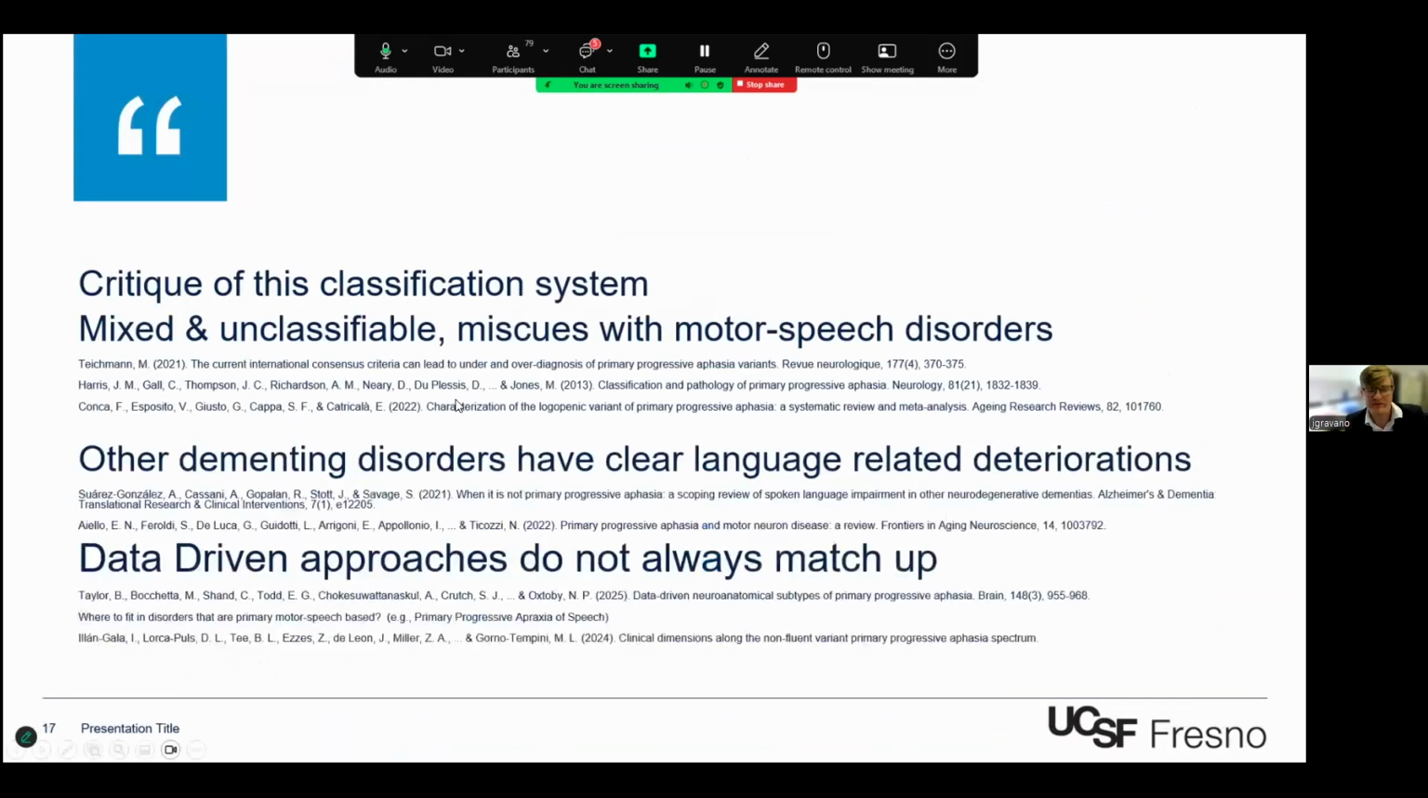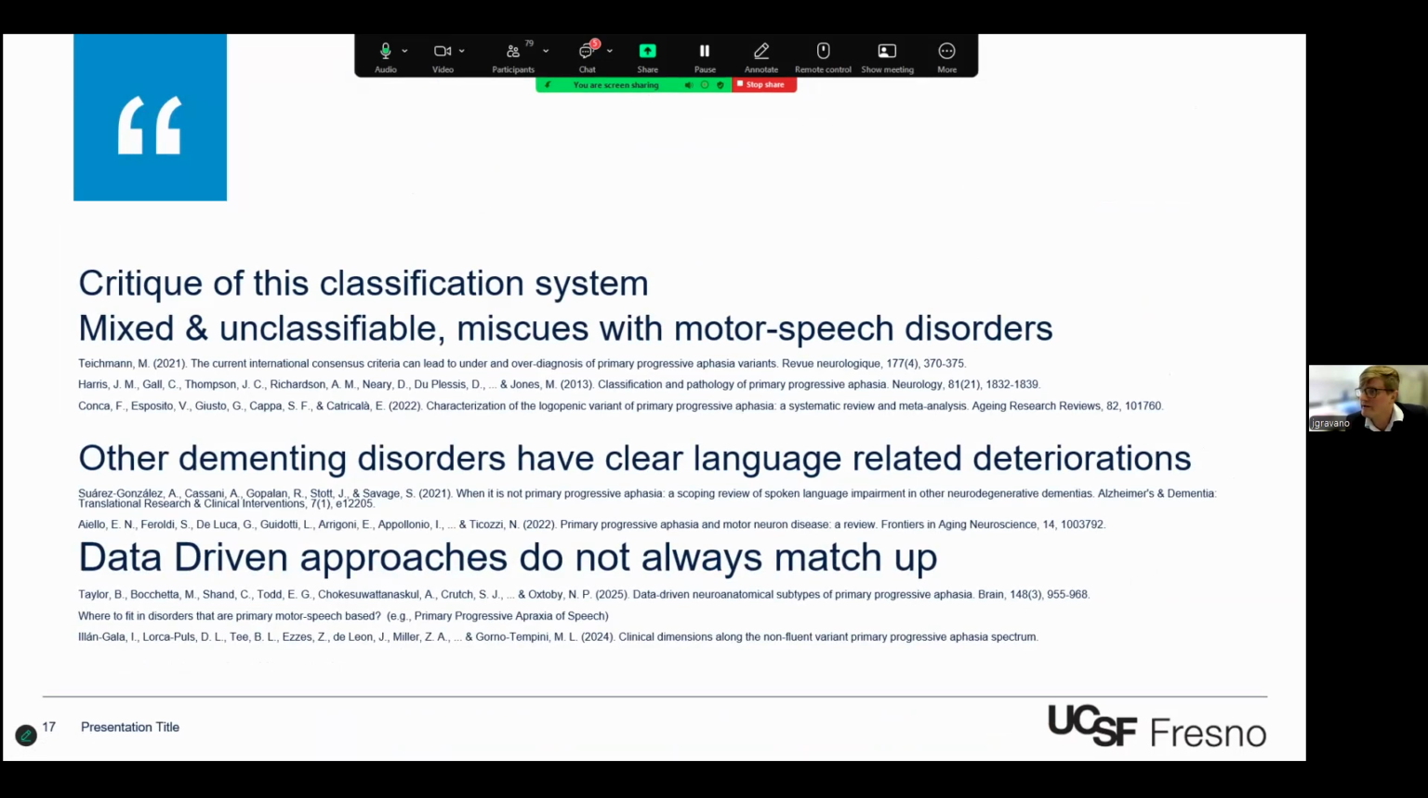Okay, this is not without critique. Primarily, the critique stems across a couple of issues that are likely interactive or part of the same problem with our clinical pathological syndromes more broadly. So there are unclassifiable and mixed presentations that you will see in clinic. And there's also some miscues with motor speech disorders, where motor speech leads the way and stays that way perhaps for some time, like primary progressive apraxia of speech, as some authors indicate. So there's some leakiness here to the categories.